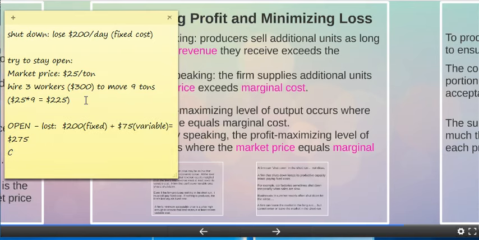If they close, or sorry, shut down, they only lose their fixed cost. They actually lose less money by shutting down. I know it doesn't really make sense, but they're losing less money, so it does make sense, right?